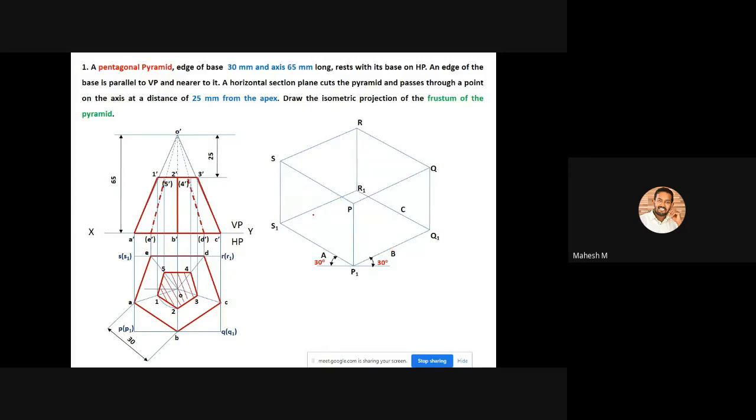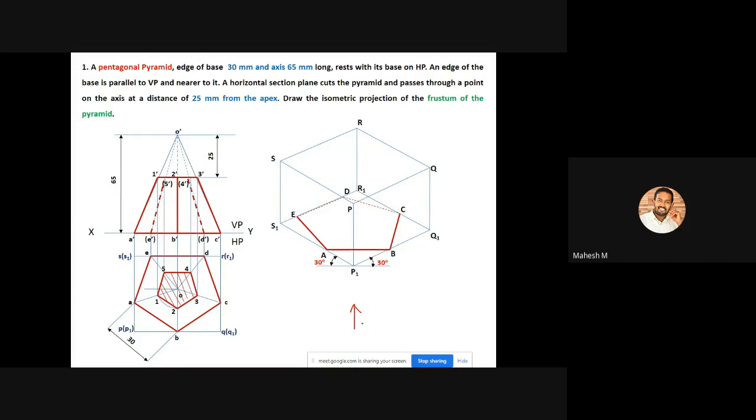So we'll be having 5 points. You can join all the 5 points with a thick line. Before creating this thick line, please remember one thing. The observer position is this. So you are looking from this direction.